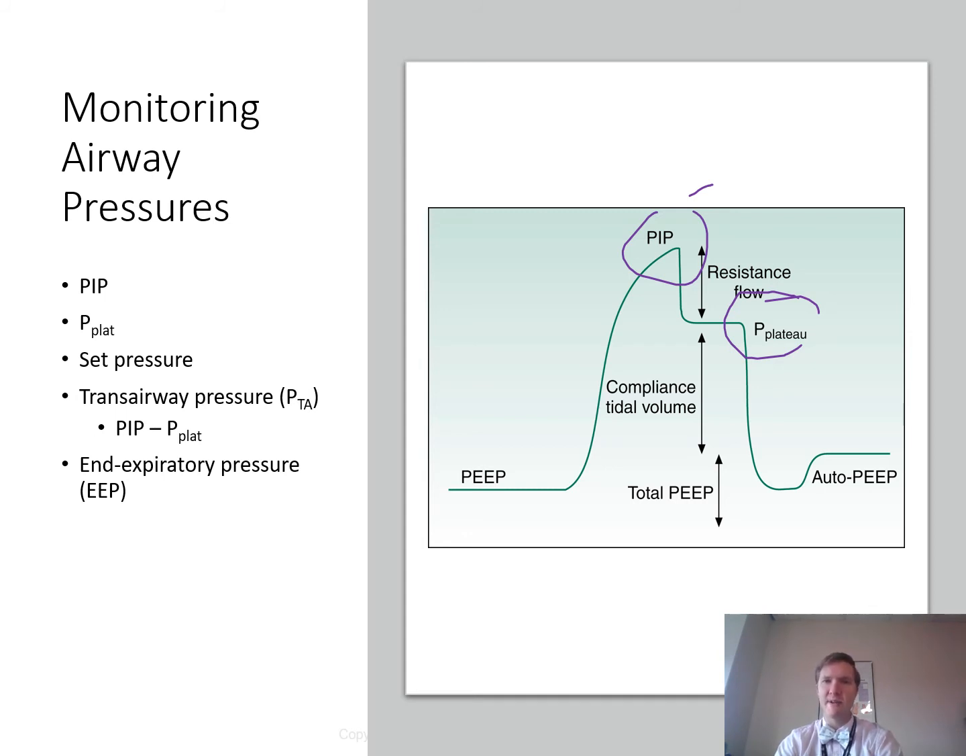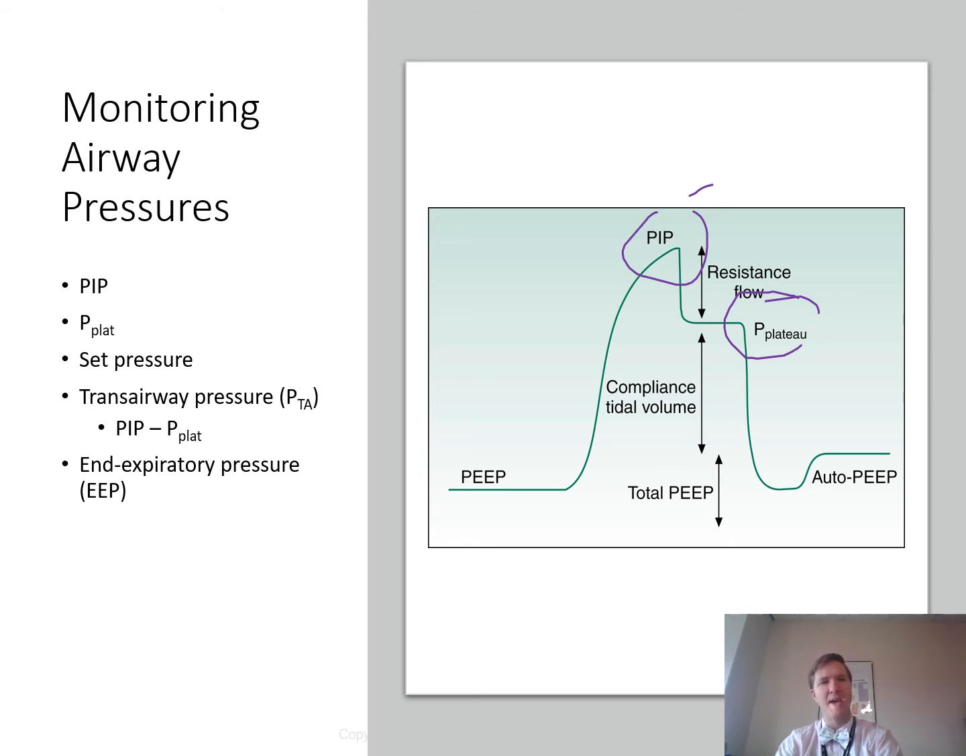But intermittent readings of PIP and plateau, set pressure for pressure targeted modes or pressure support modes, and trans airway pressure, which is peak airway pressure minus plateau pressure. We could look at mean airway pressure. We could look at end expiratory pressure. They all provide very valuable information about that patient's condition.